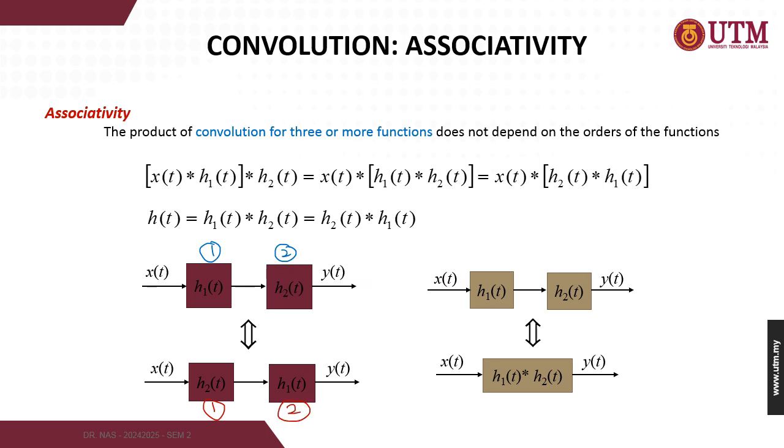The same goes for double convolution with h1 and h2: you can simplify the system by solving the convolution of the two systems first, and then performing the convolution of the input signal with the result. For example, we call this h(t). So x(t) convolved with h(t) gives you the final output y(t).